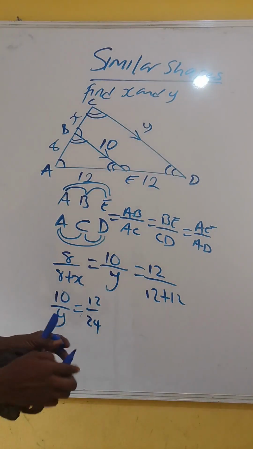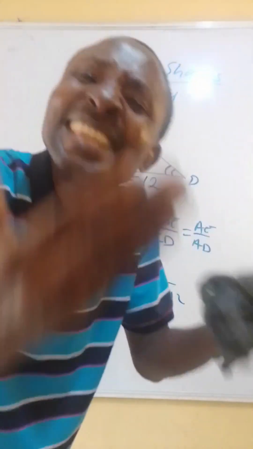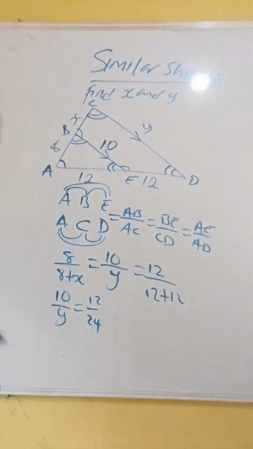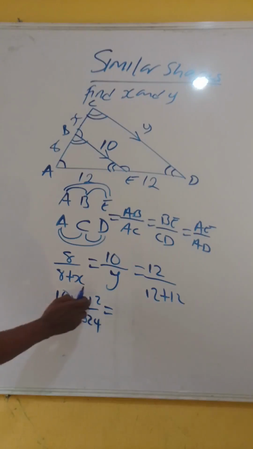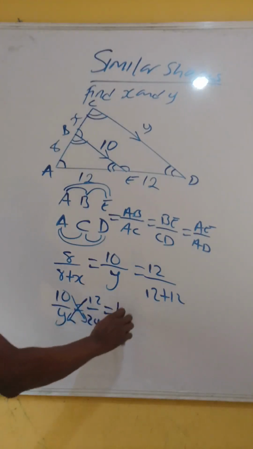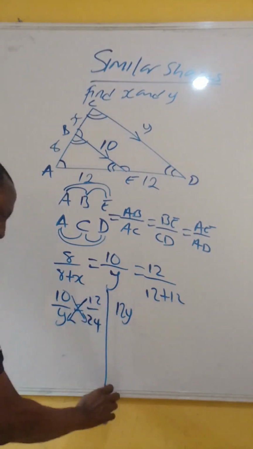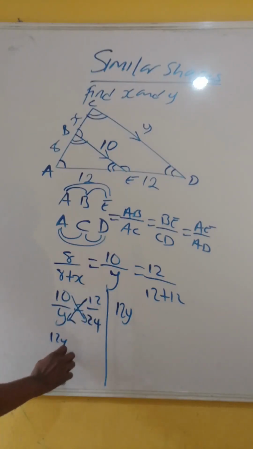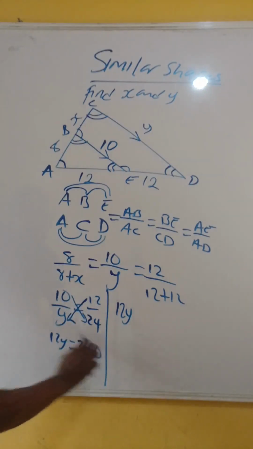Now, this is what we call a fractional equation. How do you eliminate a fractional equation? Cross multiply. So look at it: 12 multiplies Y and 10 multiplies 24. So what do we have? 12 times Y gives me 12Y, equals 10 times 24, which gives me 240.